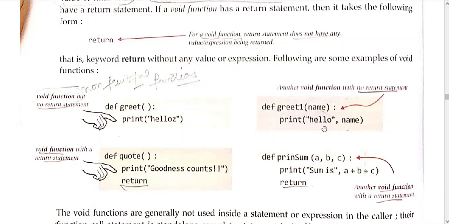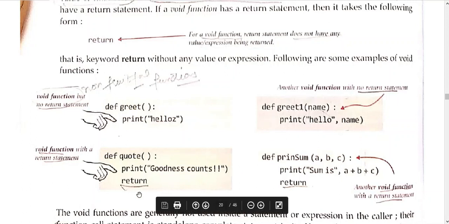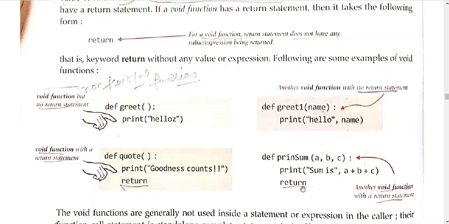Here also you can see there is no return statement. This hello and name value will be printed as it is, but no value will be returned by this function to the function call. Again here a return statement is written, but what is to be returned has not been mentioned, so it will not return anything. Similarly here, so it will not return anything. Means it will return None. None means nothing. Then what is the use of it?